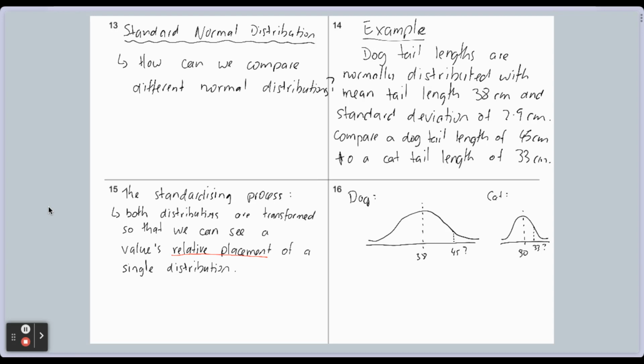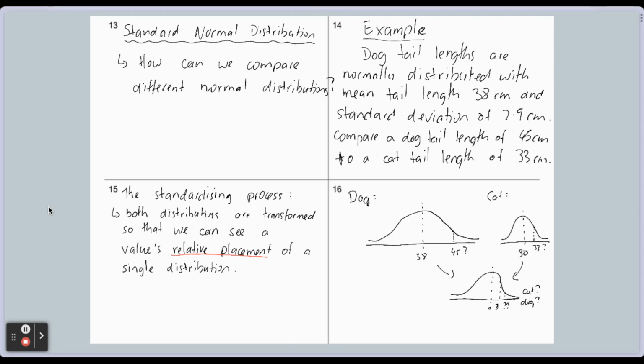So what we do is we convert both into a standard normal. Now, in a standard normal, we use a mean of 0, and that allows us to place the cat somewhere here and the dog somewhere here. There's supposed to be little question marks there. We just need to work out where the cat and the dog are placed on this standard normal distribution. So we're trying to level the playing field by standardizing the results.